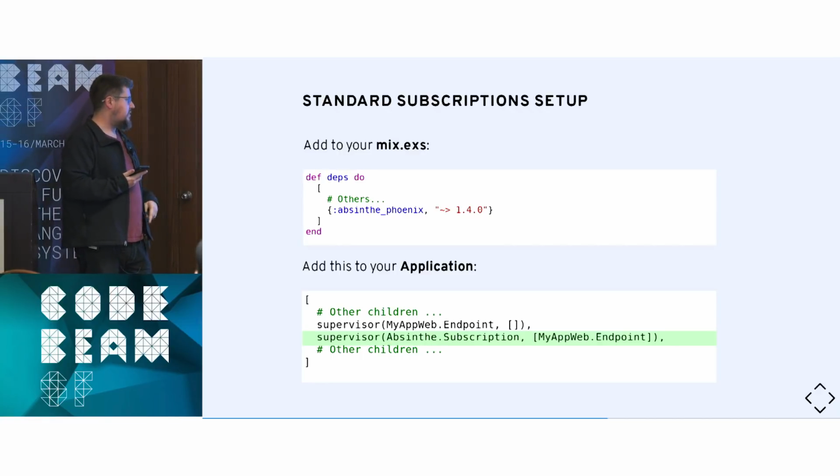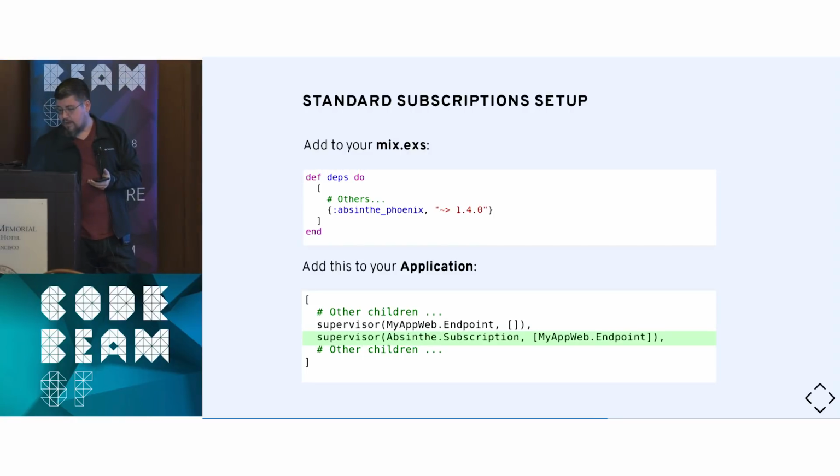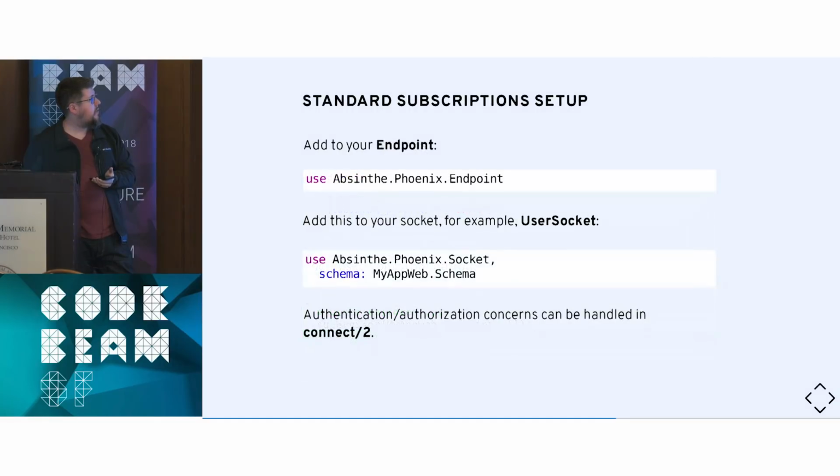And then what you need to do is, in your application.ex, add Absinthe.Subscription as a child in the OTP supervision tree. And then there are some small things that you need to add to your endpoint so that it has access to some things. And in your user socket, which is under channels, you'll want to also use Absinthe.Phoenix.Socket and set your schema there.